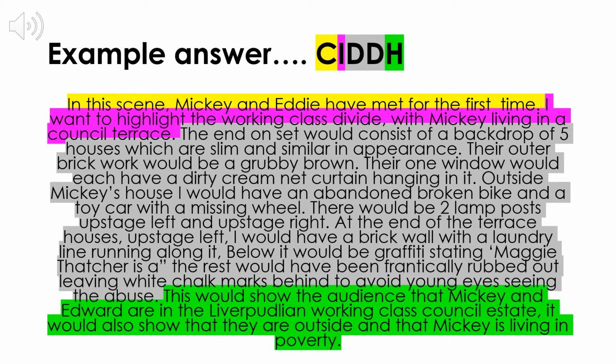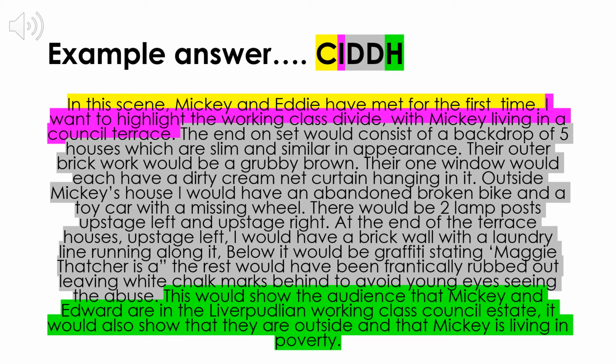We now have an example answer on this slide of how somebody may approach a set question based on the extract where Mickey and Eddie meet for the first time. I'm just going to read out this response. In this scene, Mickey and Eddie have met for the first time. I want to highlight the working class divide with Mickey living in a council terrace. The end-on set would consist of a backdrop of 5 houses which are slim and similar in appearance. Their outer brickwork would be a grubby brown. Their one window would each have a dirty cream net curtain hanging in it. Outside Mickey's house, I would have an abandoned broken bike and a toy car with a missing wheel.